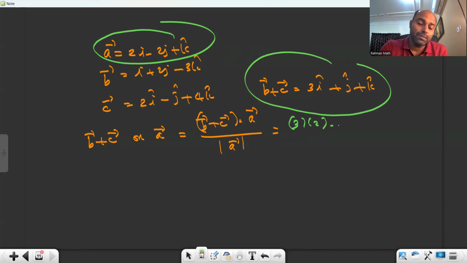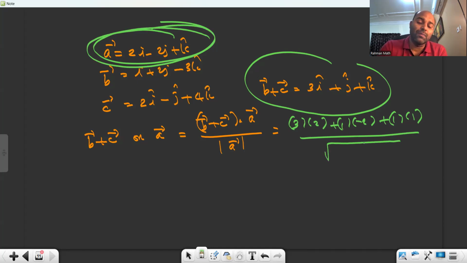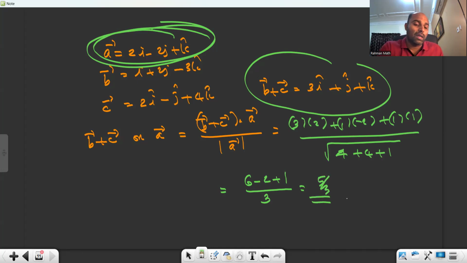plus 1 times minus 2 plus 1 times 1. This is b plus c dot a. Then magnitude of a: 2 square 4, minus 2 square 4, plus 1. So 3 twos are 6, minus 2, plus 1, by root 9 is 3. 6 minus 2 is 4. So the answer is 5 by 3. Just check it.